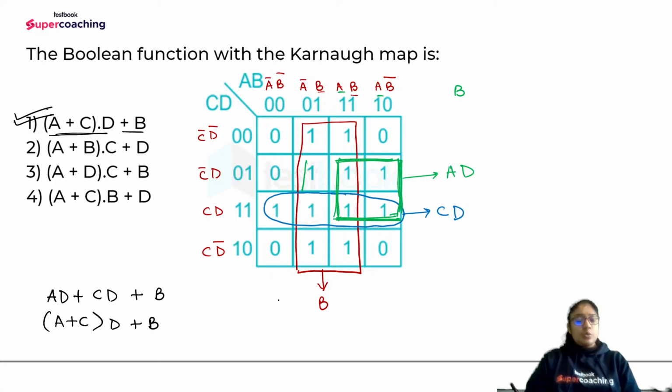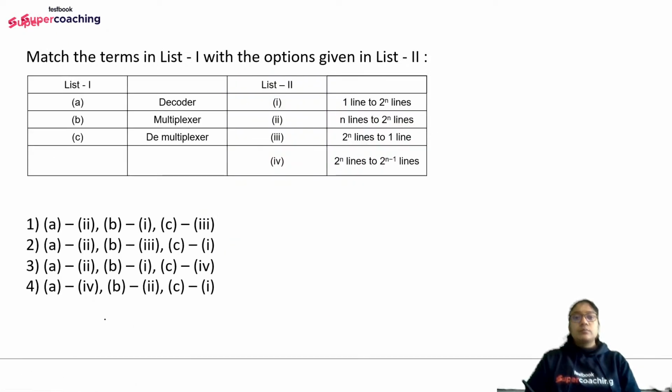How does it come out to be B, option 2? Somewhere there is a problem in the grouping. It's clearly AD plus CD plus B, and since it is plus B, options 2 or 3 cannot be the answer because in 2 and 3 there is plus D. Correct option is 1. Next one.